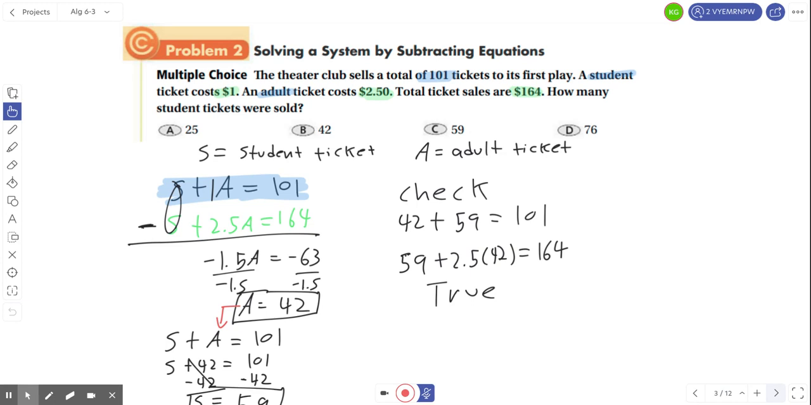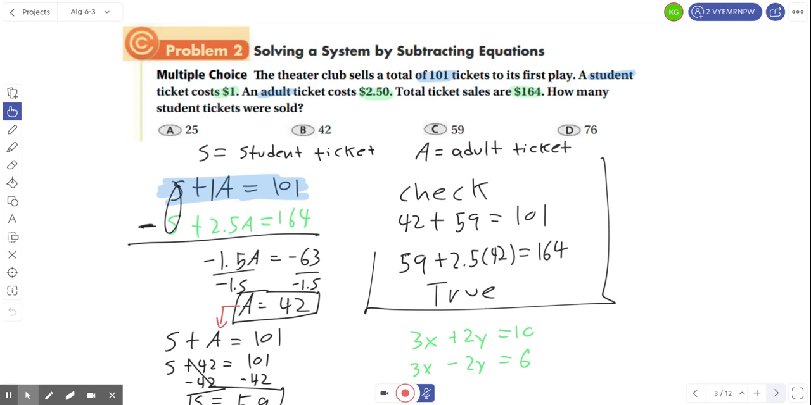This example doesn't get to one of the trickier parts, so I just want to show you something. If I had an equation like 3x plus 2y equals 10 and 3x minus 2y equals 6.